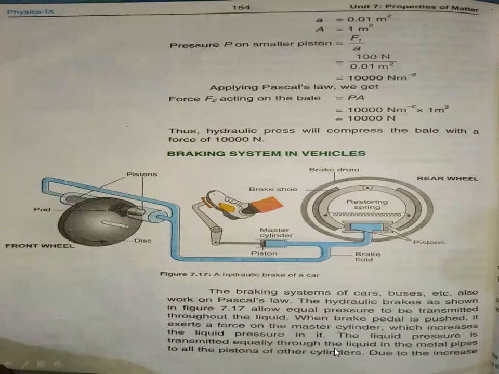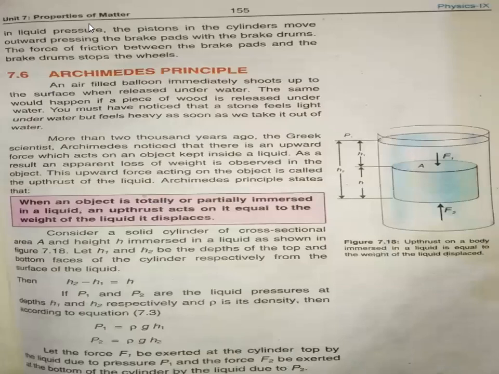The liquid pressure is transmitted equally throughout the liquid in the metal pipes. The pressure is exerted in all directions, and an equal amount of pressure is generated throughout the liquid. In the metal pipes, to all the pistons of the other cylinders, due to the increase in liquid pressure, the pistons in the cylinders move outward, pressing the brake pads against the brake drums. The force of friction between the brake pads and the brake drums stops the wheel.